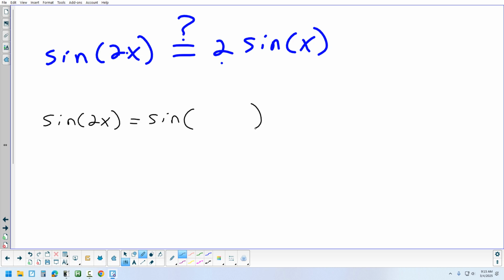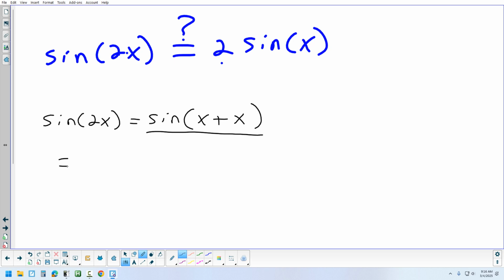Can somebody give me a different way to write 2x? By writing it the way I'm thinking, it's going to connect it with a formula we already know how to do. Yep, right, it is x plus x. Now, what formula is this right here now? Yeah, sine alpha plus beta. That's the sine sum. It's just a sine sum where the two angles are exactly the same. So let's see what happens if we do that.